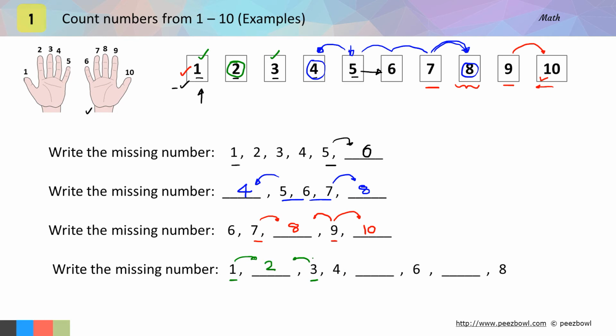After that we have 3, then 4, there is a blank space, and after that there is 6. Same way we need to find out the number which comes between 4 and 6. Refer the numbers diagram. We have 4 here, we have 6 here. In between we have 5. Write it down. Then same way we need to find out number between 6 and 8. Between 6 and 8, that is 7. We will write 7 here.